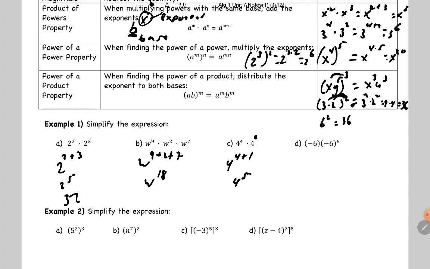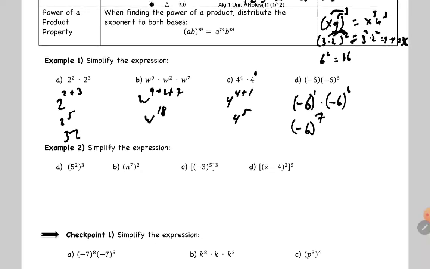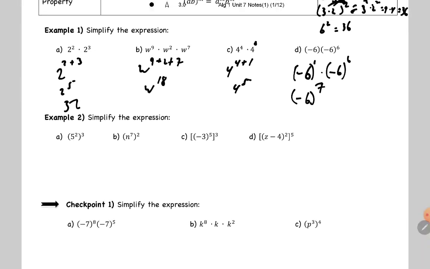All right, so negative 6 times negative 6 to the 6. Too many 6's here. So negative 6 to the first times negative 6 to the 6. So that is the same thing as negative 6 to the 7th. Simplify the expression. Let's do some more examples.